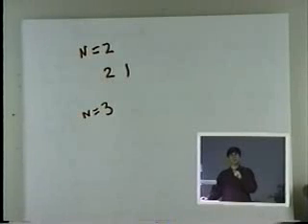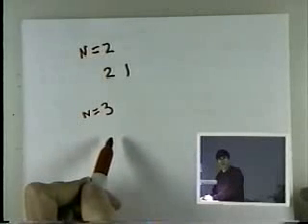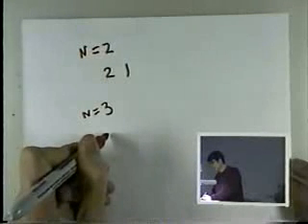Well, what are they? Let's list some derangements. Why don't we try listing all the derangements that start with 1? How many derangements start with 1? None. How many derangements start with 2?